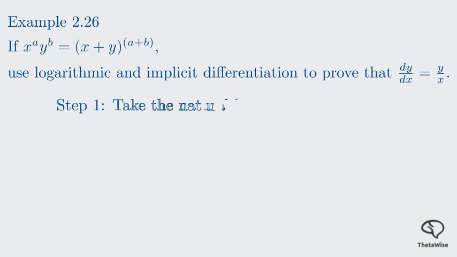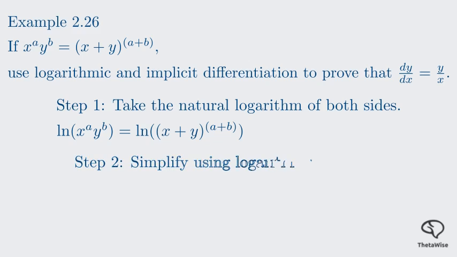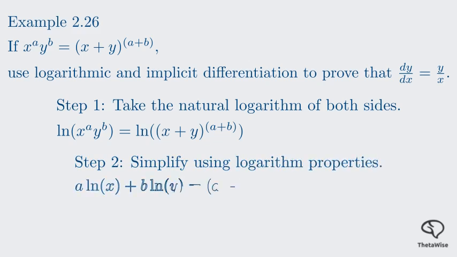The first step is to take the natural logarithm of both sides. Now we can use the properties of logarithms. The logarithm of a product is the sum of the logarithms, and the exponent inside a logarithm can be moved to the front as a multiplier. Applying these rules, we get a times ln x plus b times ln y on the left, and (a plus b) times ln(x plus y) on the right.